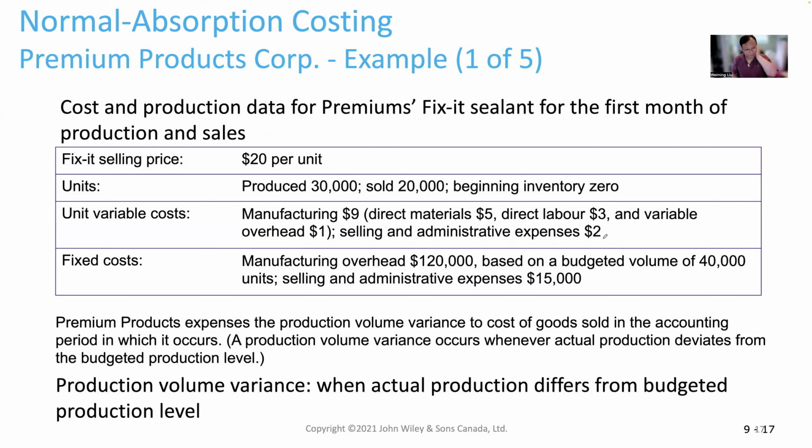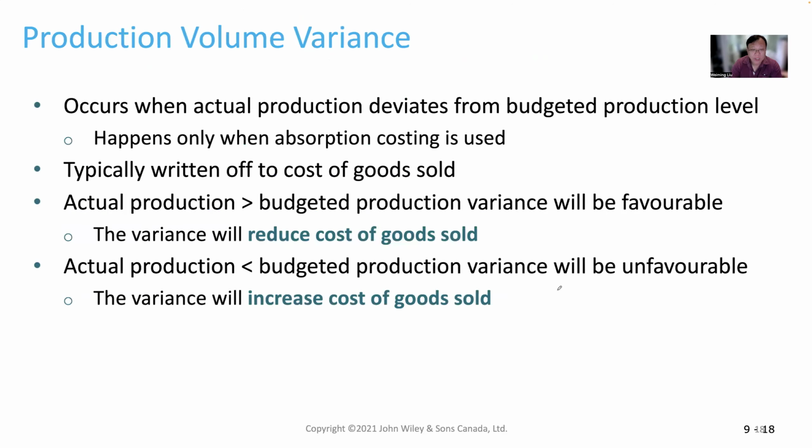Okay, and we're going to show you how to do the calculation. So production volume variance occurs when actual production deviates from the budgeted production level. This is only the case under absorption costing, not under variable costing. Normally, you would write off that volume variance to the cost of goods sold.